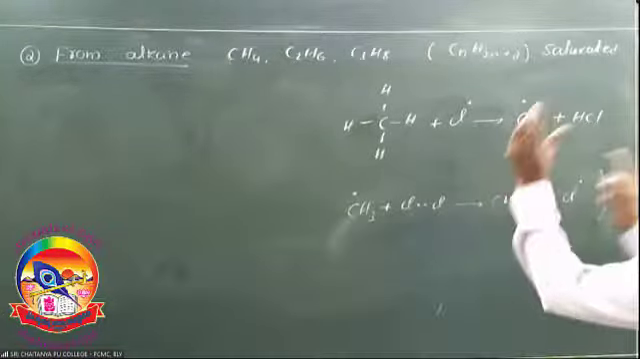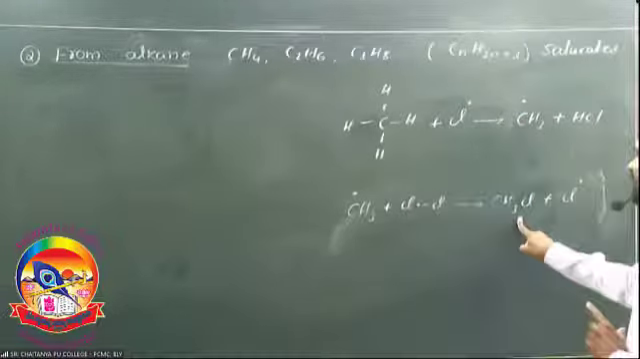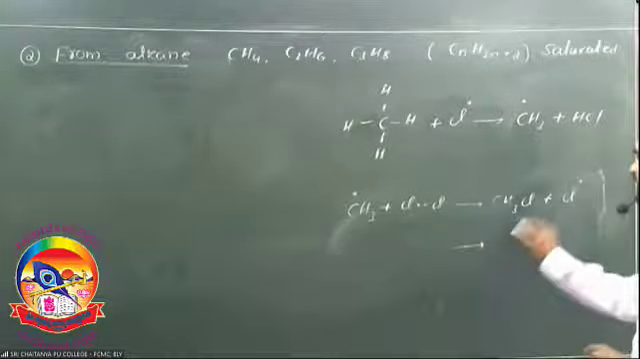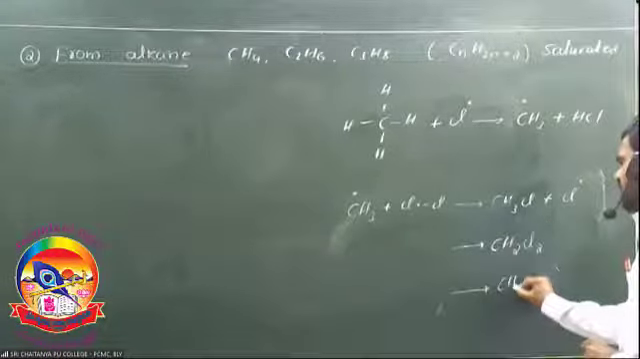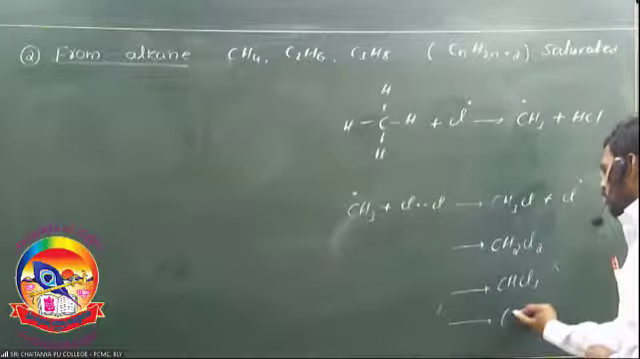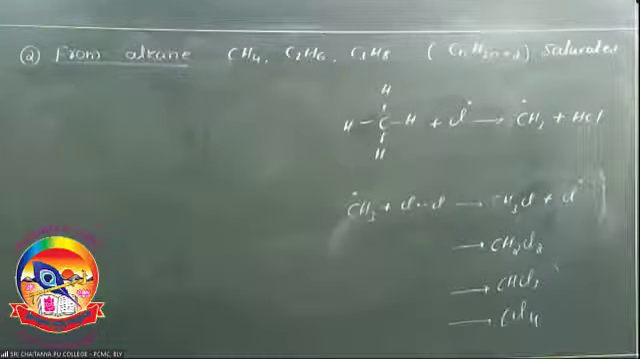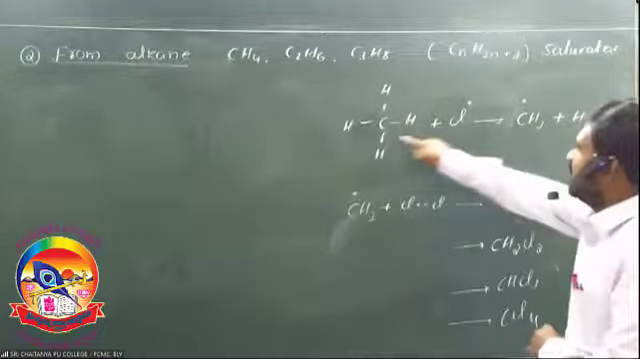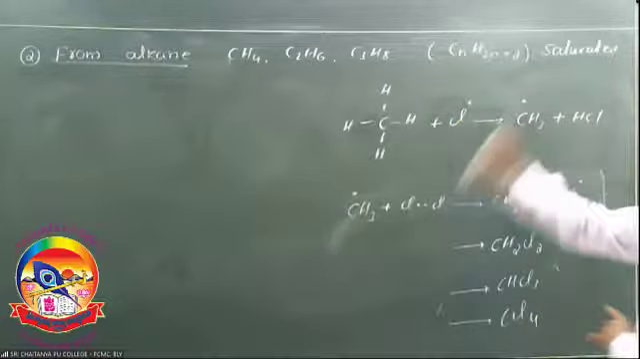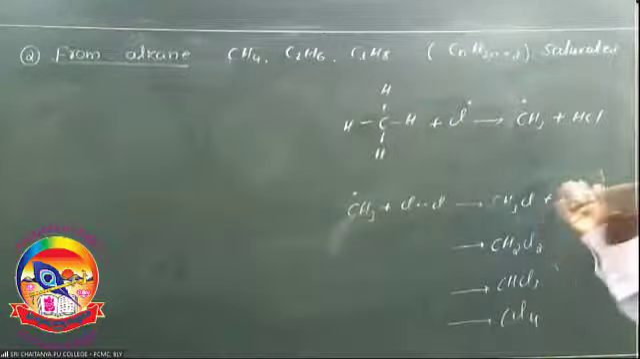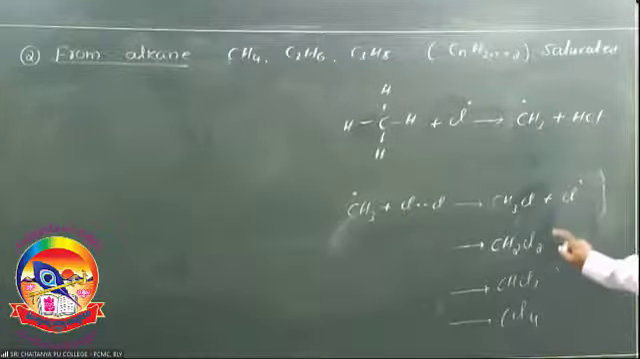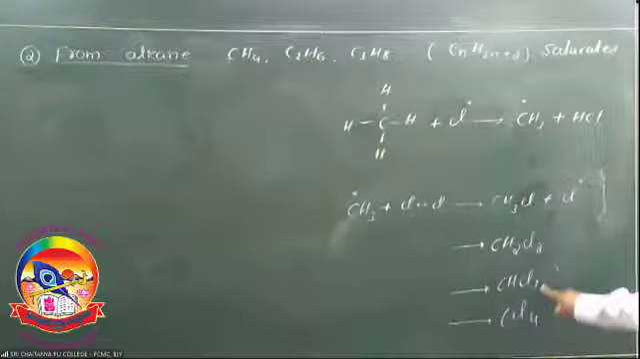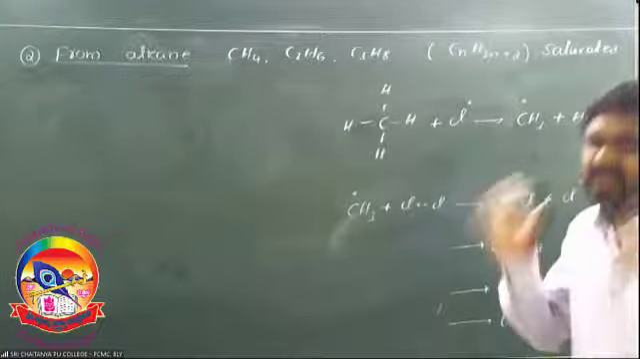The hydrogens are successively replaced by chlorine. In the first step CH3Cl is formed, in the second step dichloromethane, in the third step trichloromethane, and in the fourth step finally carbon tetrachloride. When methane reacts with chlorine in the presence of sunlight, all the hydrogens are successively replaced by halogen because of this chain reaction.